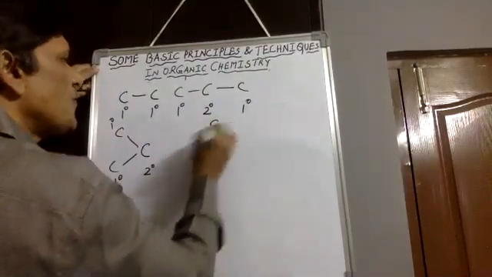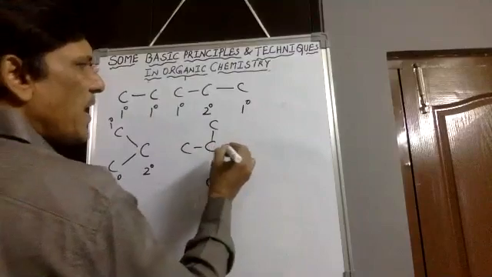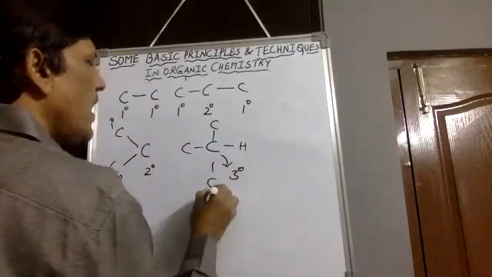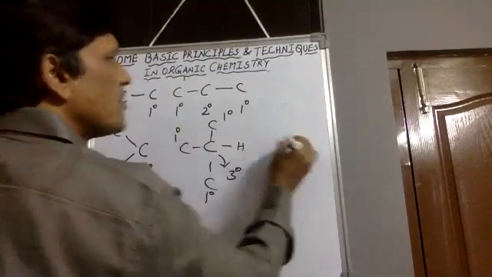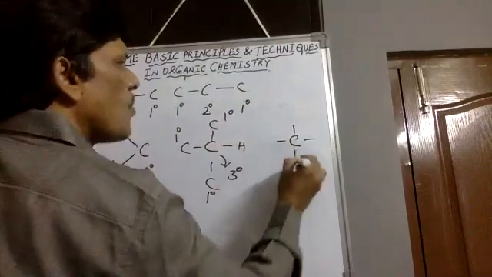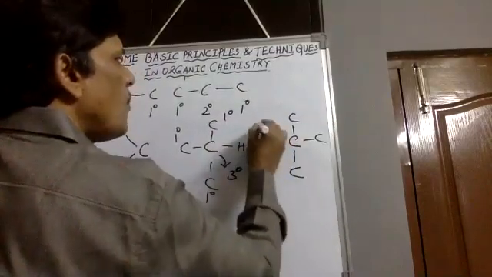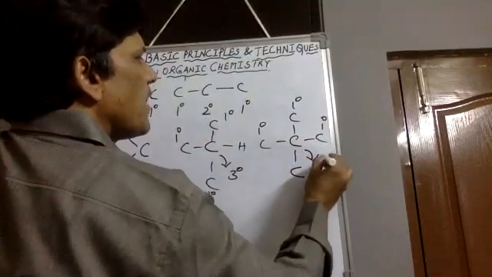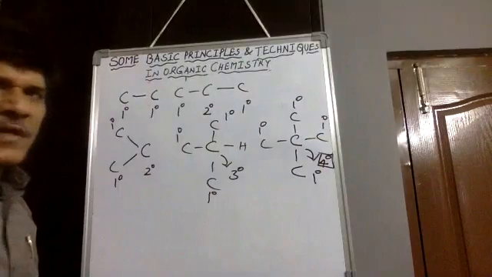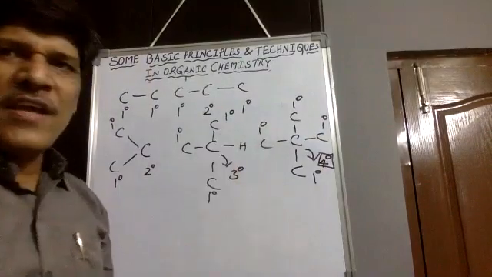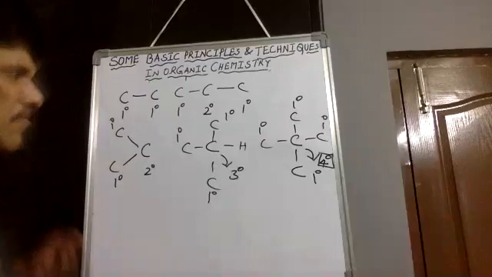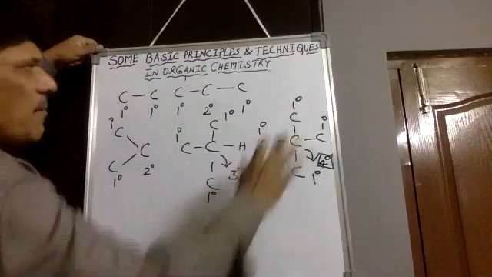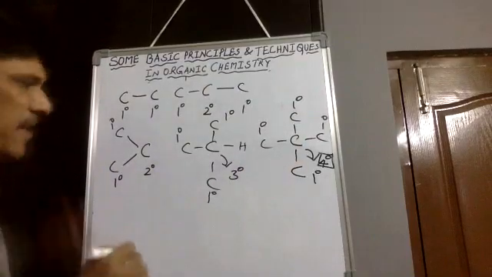Suppose a carbon is attached to 3 carbons, and the other may be hydrogen or any other element. This carbon we take as tertiary, and these 3 carbons are called primary carbons. A carbon surrounded by 4 carbons, these 4 carbons are called primary carbons, and the middle carbon we take as the quaternary carbon. So a quaternary carbon is a carbon surrounded by 4 carbons. This is the basic idea about primary, secondary, and tertiary.